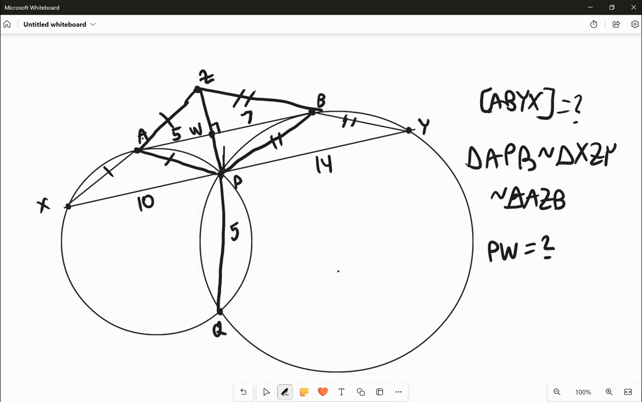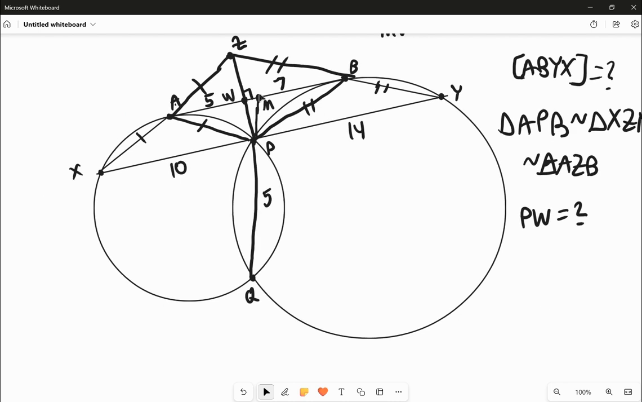This motivates us to extend it to a point M, suppose. And M is the midpoint of AB because MA squared is equal to MB squared, which is equal to MP times MQ. So MW is equal to 1. And we want to find out what PW is, so it's equivalent to finding out what PM is. But this is easy by power of a point.